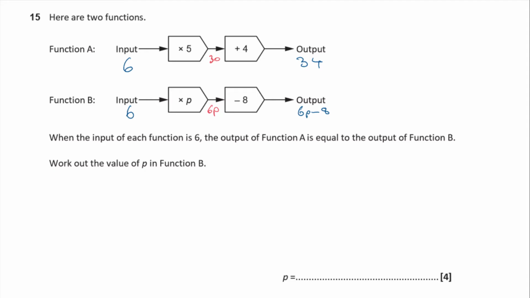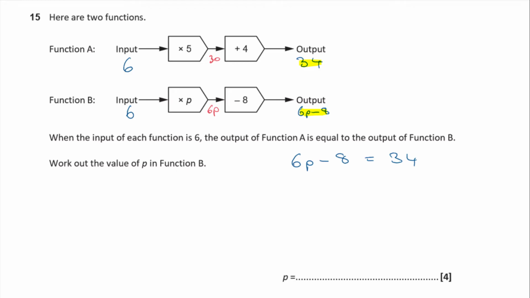Now we're told in the question that these two things must be equal to each other when you put in 6. So those two things are equal. So that means I can form an equation, 6P minus 8 is equal to 34. Okay, so if they're equal, I can make an equation about them like that. Then I just need to solve this equation to find the value of P.